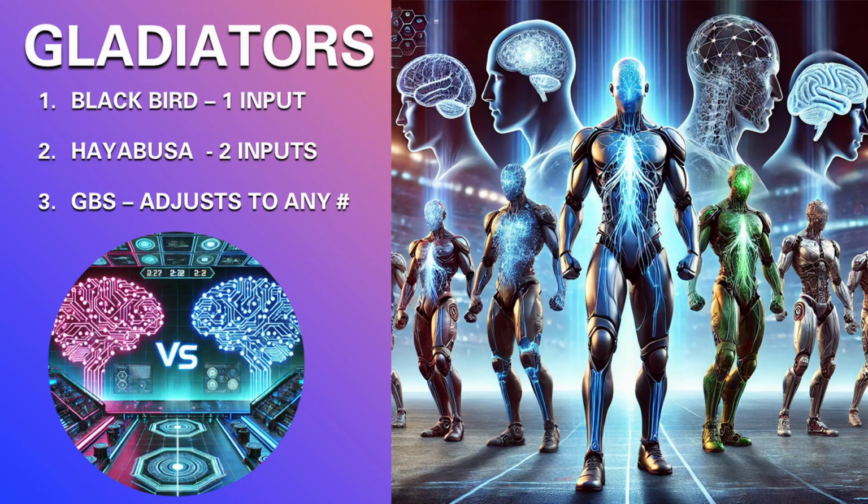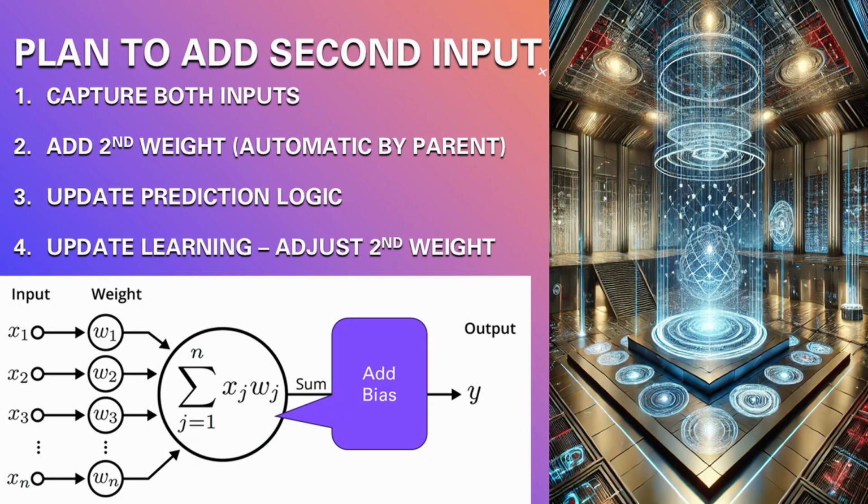So here's the plan for how we'll get that done. Number one, we're going to test our existing single input Blackbird and make sure that it still works. Number two, we're going to copy it and add the second input. That'll be the Hayabusa. And then third, we'll throw the GBS in the mix, which is already an existing model that we're really not going to ever change because that's kind of our benchmark that we're going to compare our experiments against.